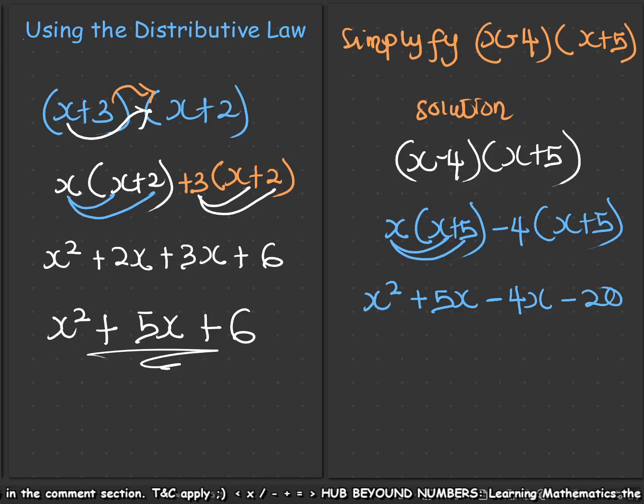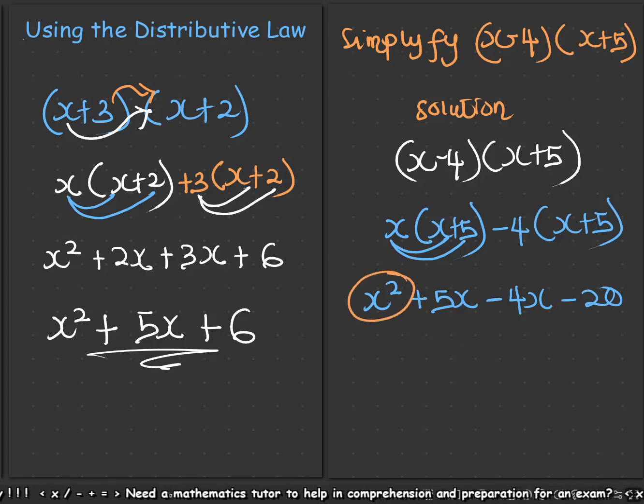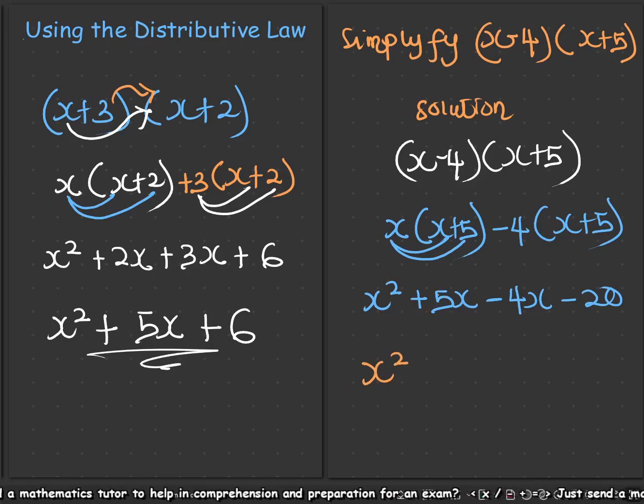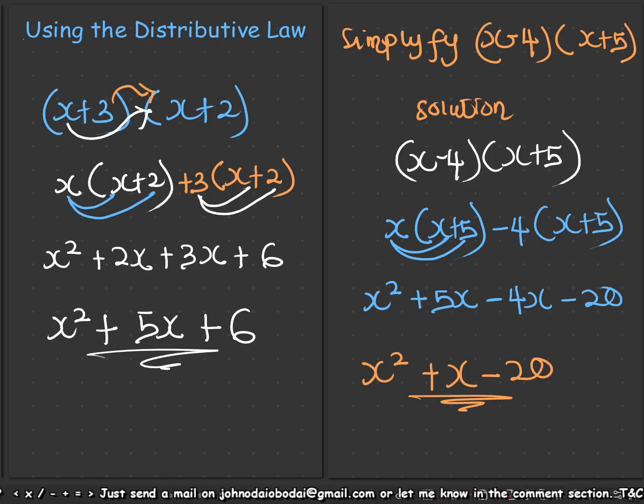So at this point now, all we do is simplify. In talking of simplification, we look at the terms that are common, the like terms. There's no other term having an x squared, so the x squared repeats itself. Then our 5 minus 4 gives us a positive x. Then we are left with our negative 20, which has no other like term. Hence, this here is our final answer, straightforward.